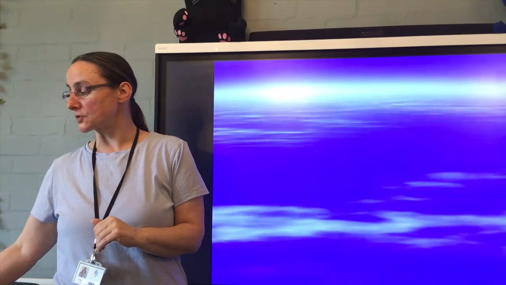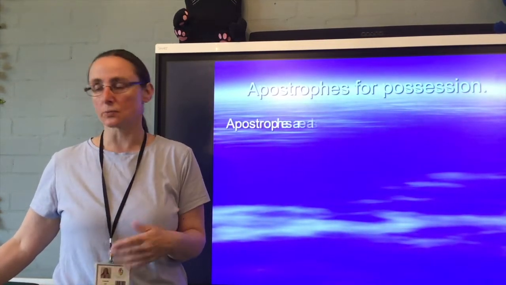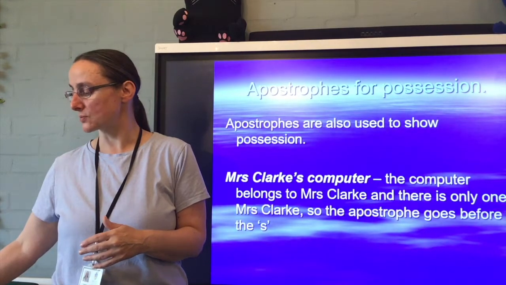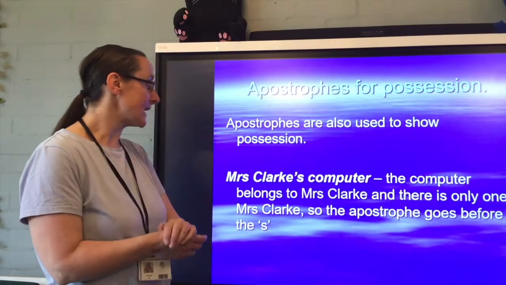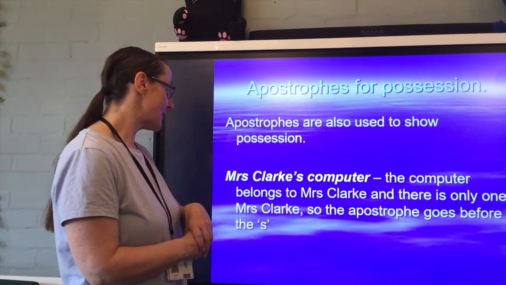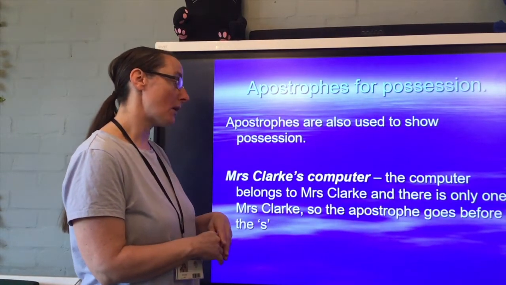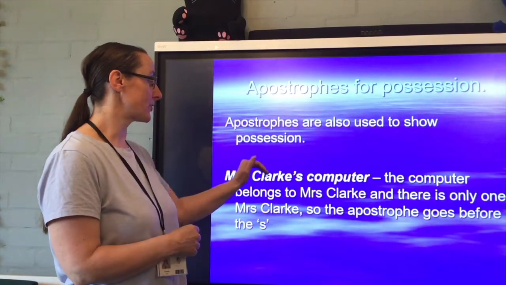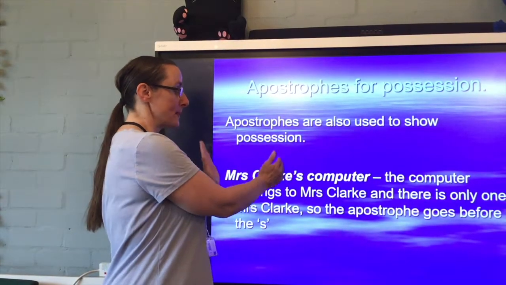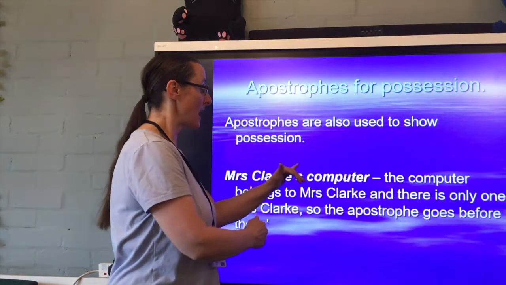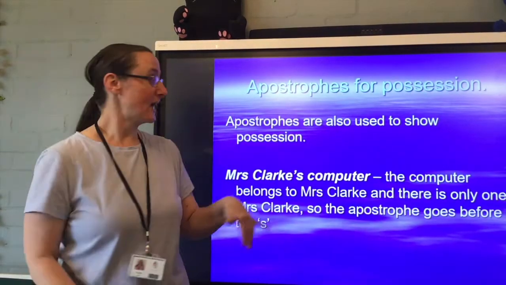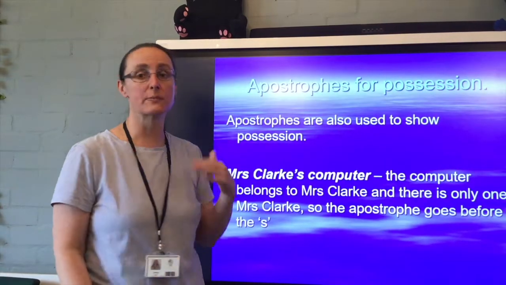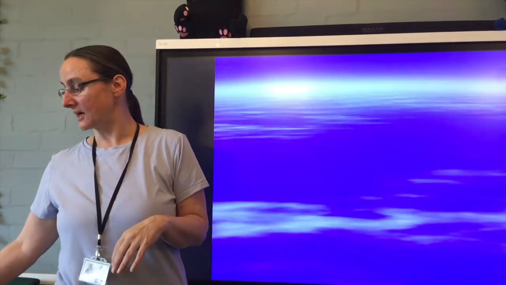The other way that apostrophes are used is to show possession when something belongs to somebody. And there are a couple of different ways that this works. So there's an example here, Mrs. Clark's computer. The computer belongs to Mrs. Clark. There's only one Mrs. Clark, so the apostrophe goes before the S. So it comes between the name of the person who it belongs to and the S. Again, it's really important that the children understand that the apostrophe has to go in the right place for it to be correct.